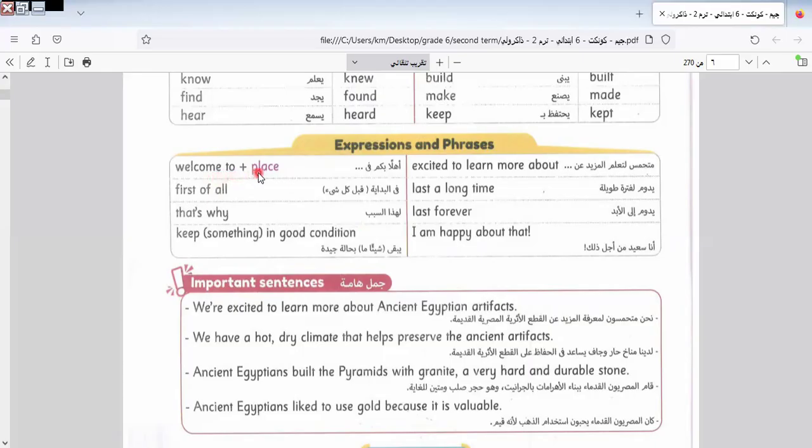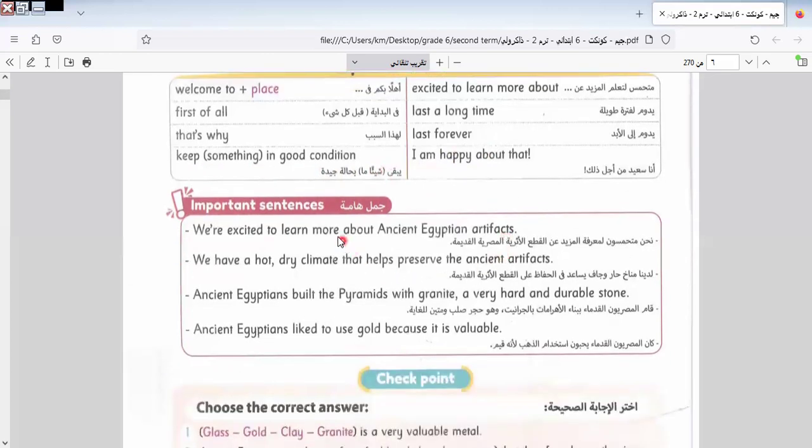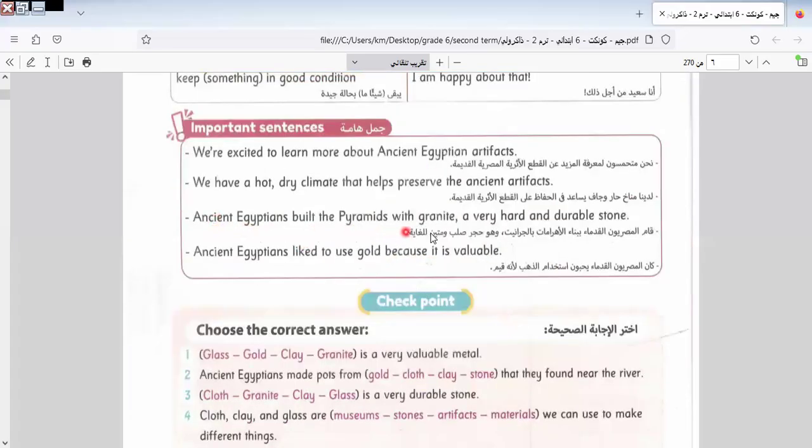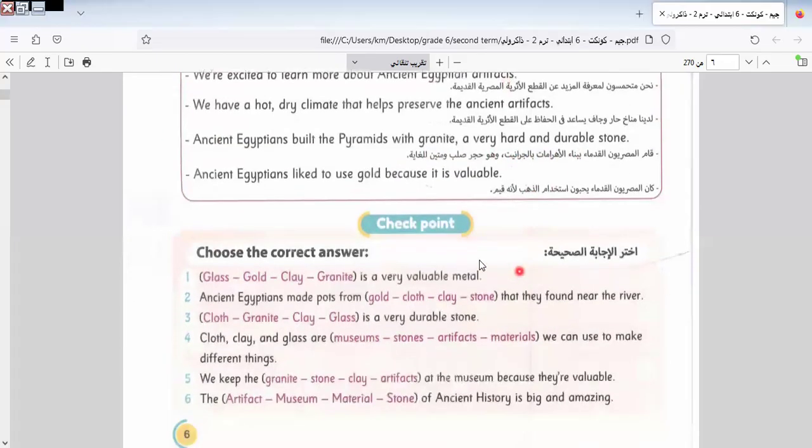Here we have welcome to plus place. Excited to learn more about. First of all, last a long time, that's why, last forever, keep something in good condition. Here we have some important sentences. Let's revise together. We are excited to learn more about ancient Egyptian artifacts. We have a hot, dry climate that helps preserve the ancient artifacts. Ancient Egyptians built the pyramids with granite, a very hard and durable stone. Ancient Egyptians liked to use gold because it's valuable.